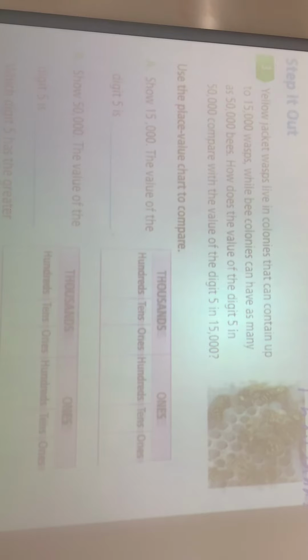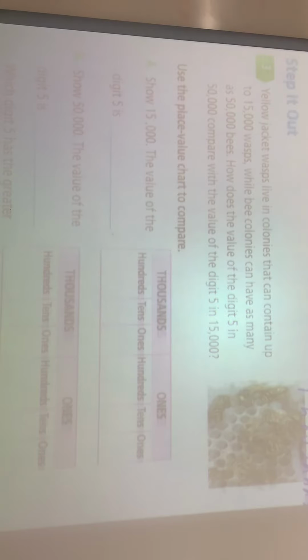Read it one more time. 3, 2, and 1. Yellow jacket wasps live in colonies that can contain up to 15,000 wasps, while bee colonies can have as many as 50,000 bees. How does the value of the 5-digit in 50,000 compare with the value of the 5-digit in 15,000? Okay, stop. What are my numbers?